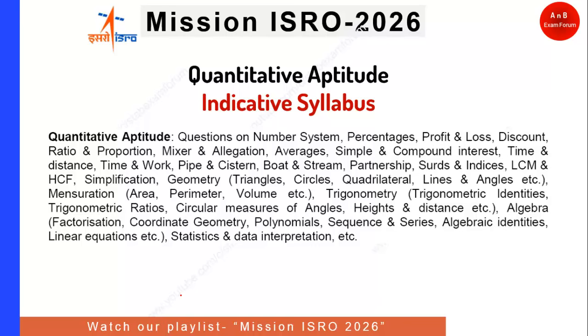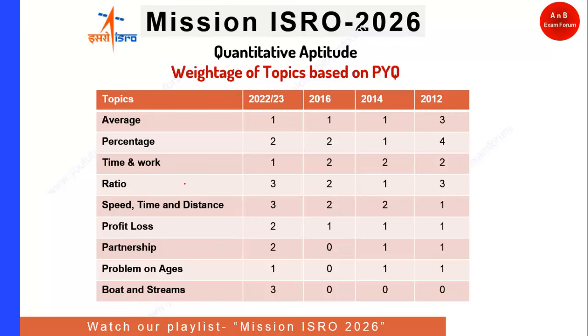Coming to the indicative syllabus that they have mentioned, so this is the syllabus. Instead of reading this portion, what I did was make a tabular form. And what I basically tried to see is how many questions are asked in each of these topics. So in other words, it gives you the weightage of each topic based on the previous year exams. So you can see we have segregated into the topics in the quantitative aptitude, and you can see the number of questions asked in the various years that ISRO has taken the exam.